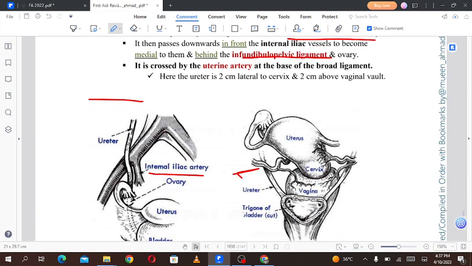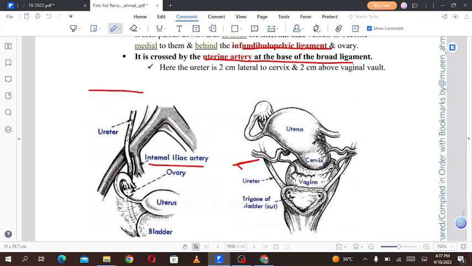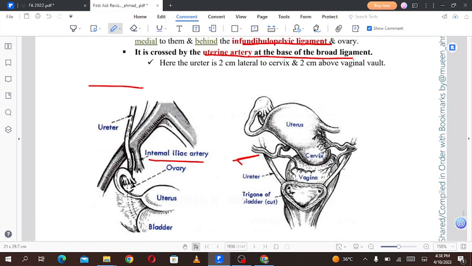It is crossed by the uterine artery at the base of the broad ligament. At the base of the broad ligament, it is crossed by the uterine artery, and the uterine artery crosses above that. Then here the ureter is 2 cm lateral to the cervix and 2 cm above the vaginal vault.